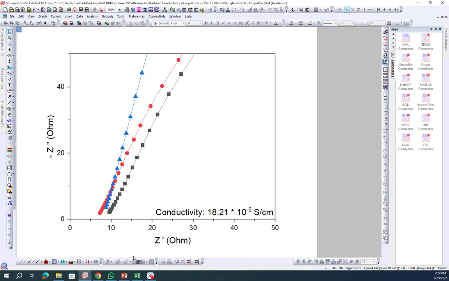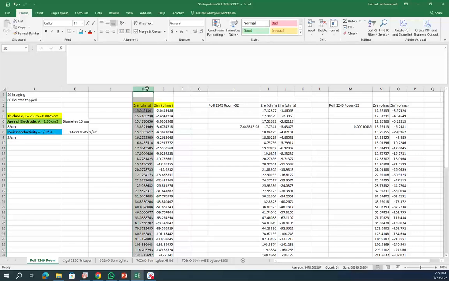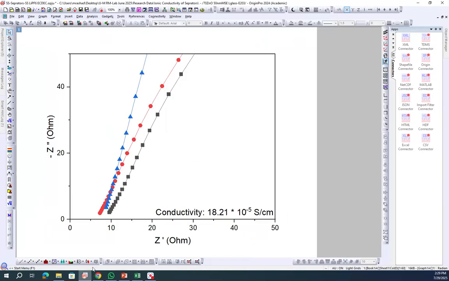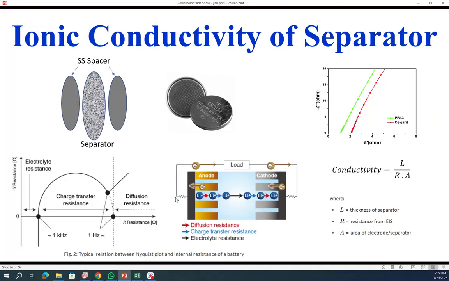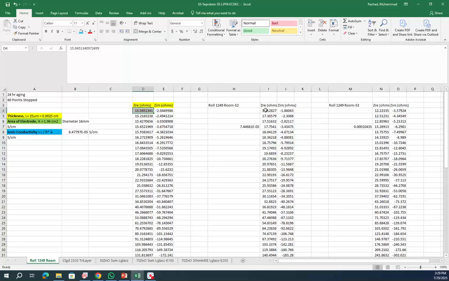How do we calculate then? This data is taken from here. You can see this is the real resistance. This is the imaginary resistance. The first spot here, we will call it separator resistance if we ignore the electrolyte resistance. So then we can use these values. This value, for another sample, is the starting point from where the semicircle starts.